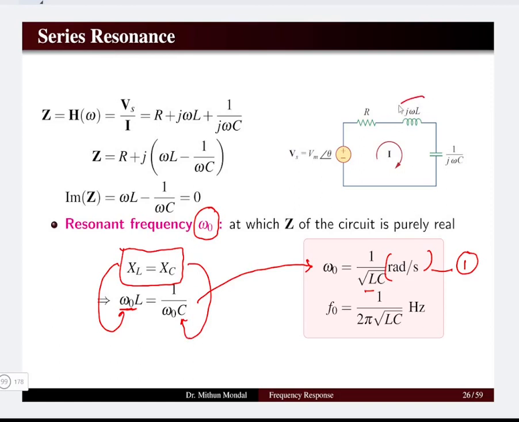So given the inductor and the capacitor value, we can obtain the resonant frequency of the network, which is 1 by under root LC. Now this is in radian per second. If I need to obtain it in hertz, the value f0, that is the resonant frequency in hertz, is 1 by 2 pi under root of LC. Sometimes we need to obtain it in radian per second and sometimes in hertz.